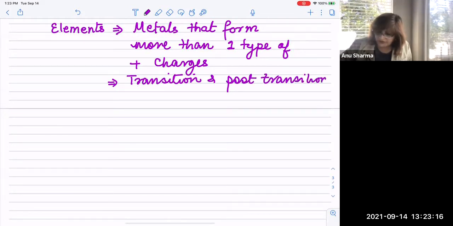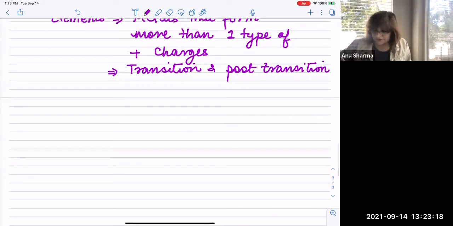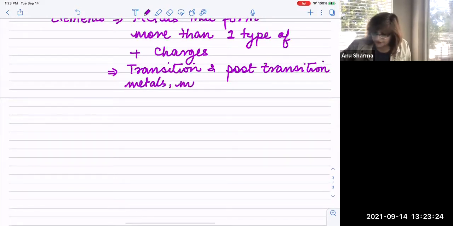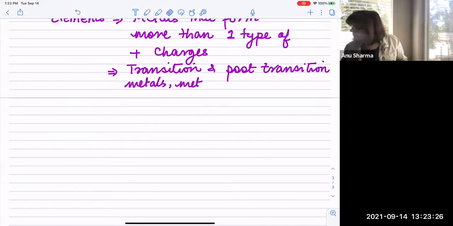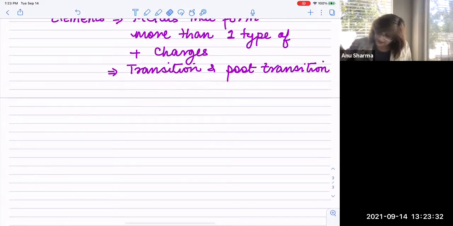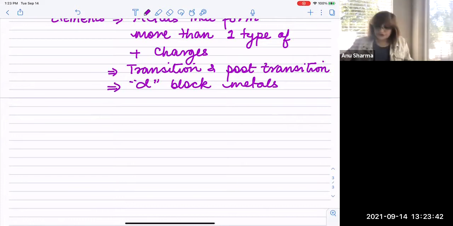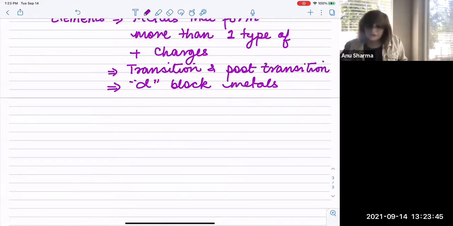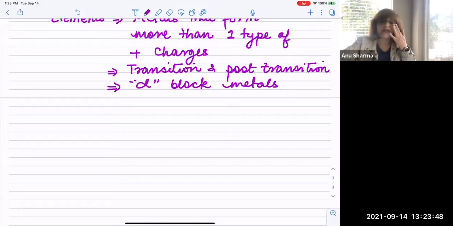Now, post-transition means that they are metals and also metalloids, or rather, wait a minute, maybe, metalloids, I can't say. Transition metal, or rather you can say D block metals for your course. Just keep it that way. So which ones are those? Just give me 1 minute. I'll show you in your handout. There's a table. Hold on.